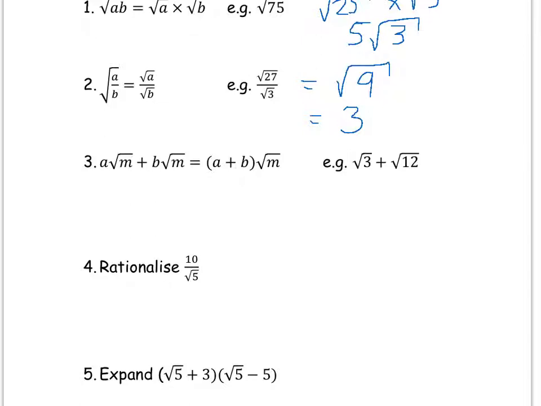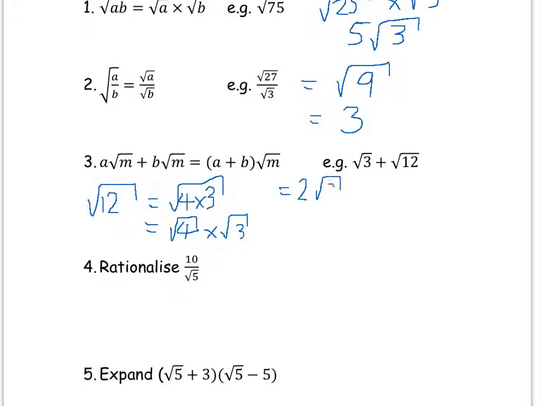Now what we can do is convert root 12 into a form including root 3. So root 12 can be written as root of 4 times 3, because 4 is a square number, which is root 4 times root 3, which is the same as saying 2 root 3. So our question now becomes root 3 add 2 root 3, which is 3 root 3, because there's a 1 in front of this.